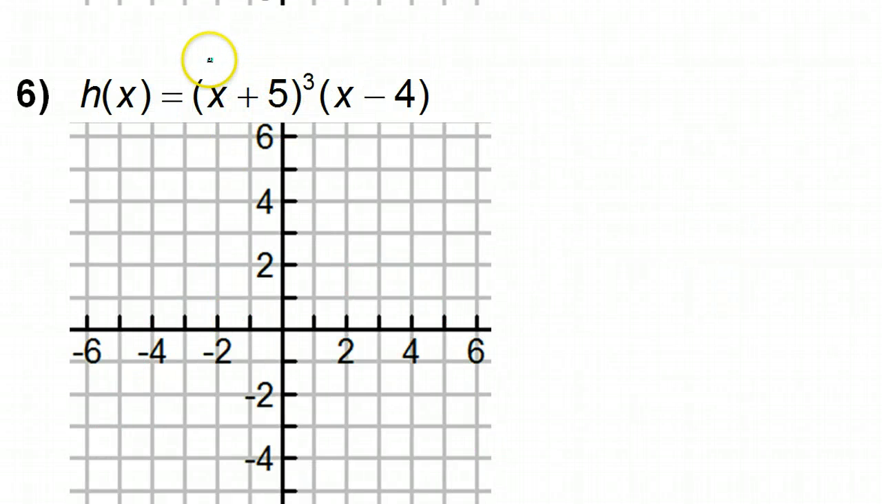Number 6. All right, we have a 0 at x equals -5, and we have a 0 at x equals 4. All right, so there's my -5, and there's my 4.